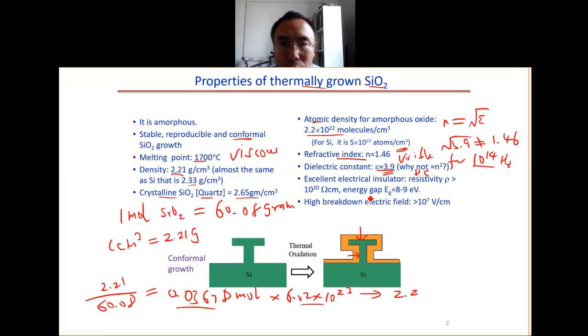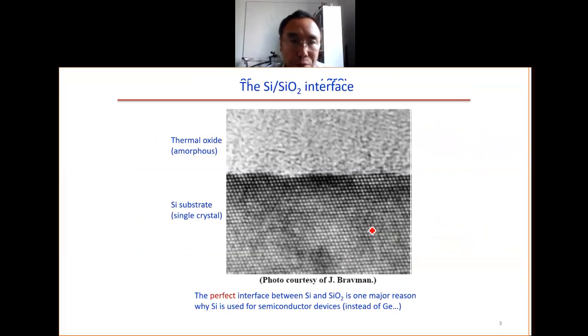Amorphous silicon oxide is an excellent insulator. We have the resistivity of 10 to the power 20 ohm centimeter. For silicon, moderately doped silicon has 1 ohm centimeter. For a metal like gold, it's 10 to the minus 6 ohm centimeter. So this one is 10 to the power 20 ohm centimeter. And the breakdown voltage is 10 to the power 7 volt per centimeter, equal to 1 volt per nanometer. This is the breakdown voltage.